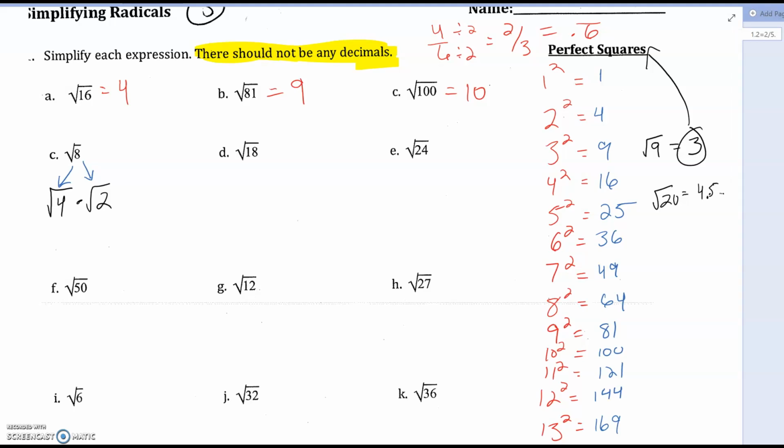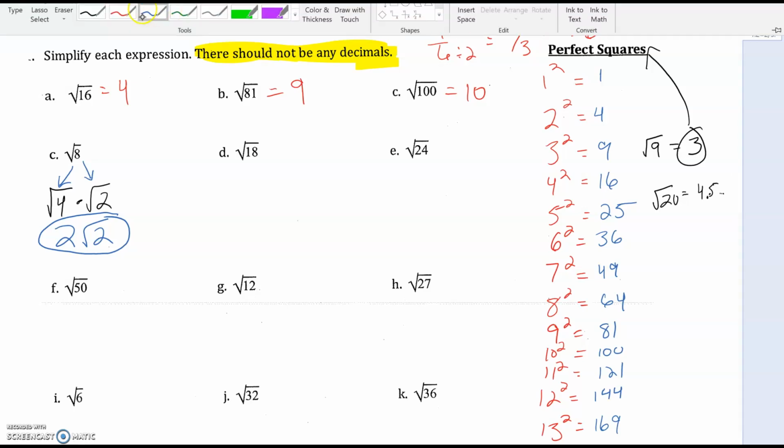But now I can actually take the square root of 4. Once you take the square root, the square root sign goes away. I know the square root of 4 is 2, so it would become 2 square root of 2. And that is fully simplified because I cannot break down that square root into the product of any perfect square.